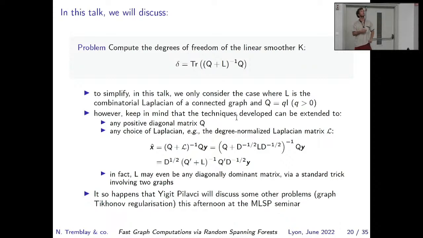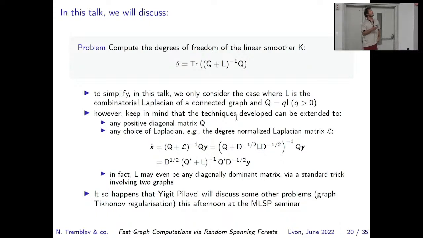Which is the estimation of the degree of freedom of Q plus L inverse, of the linear smoother K. Okay, so big K here. Keep in mind that it's always equal to this thing here inside the trace. To simplify, I'm going to suppose that Q is constant over all nodes. So this big matrix Q, which is diagonal with positive entries, I'm just going to say it's small q, with q real.